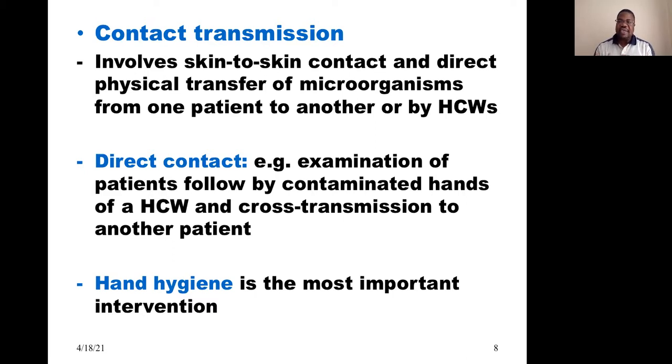And you can see here the most important measure to put in place is hand hygiene. It is the most important intervention to put in place in this case. Please always remember this.